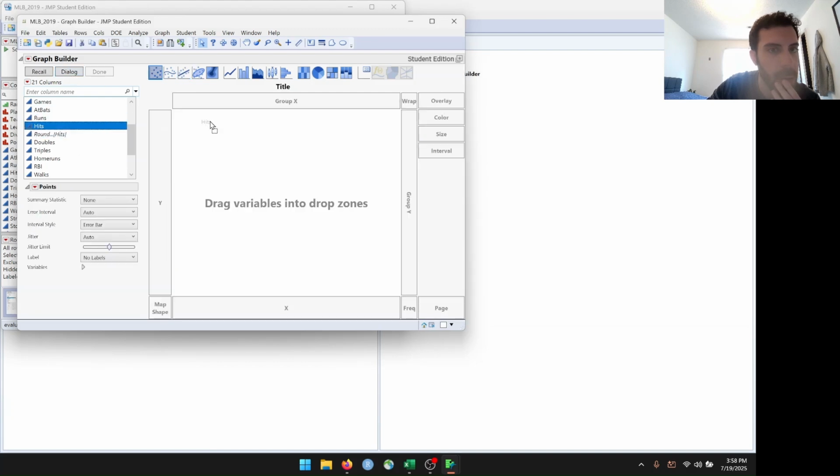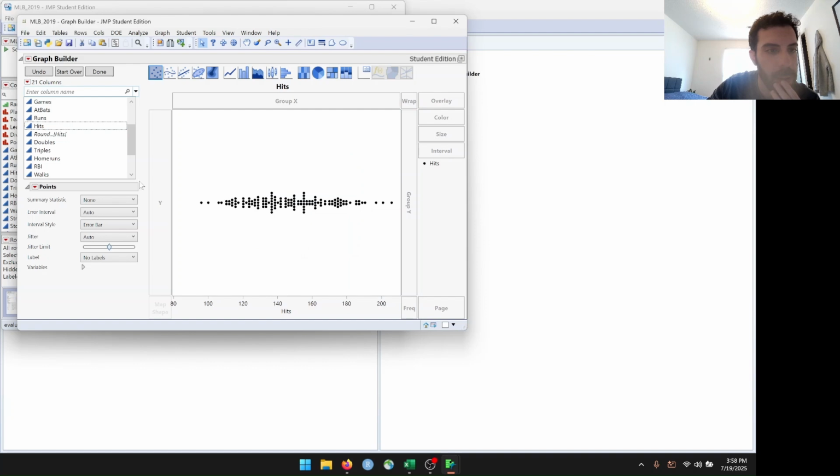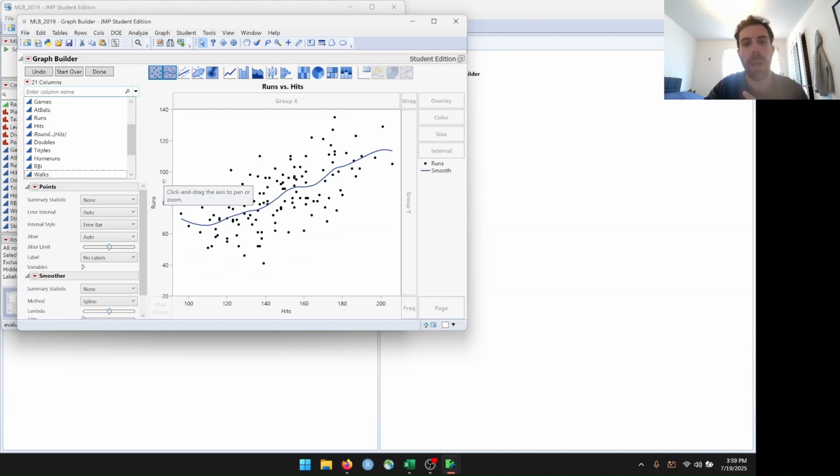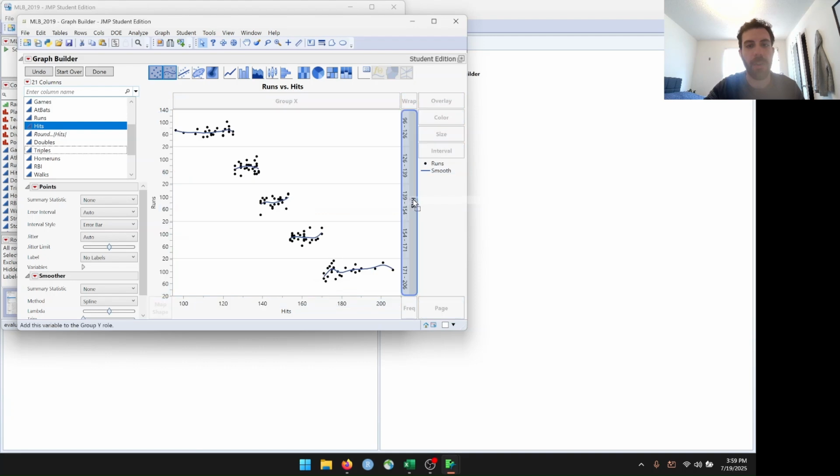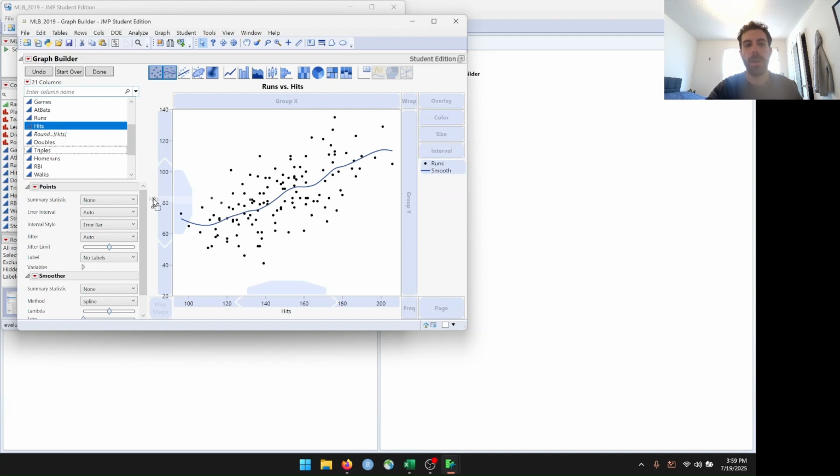Let's try again, start over. Hits, and then what was the other one? Runs. There we go. Okay, and I realized what the issue was now, and it was good that we're doing this live and you could see me make the same mistake. So I think what the issue is, if you drag hits over to group Y, it will automatically turn it into a categorical variable because a grouping variable has to be categorical. So you want to make sure you drag it over to the axis that represents where you want to plot it. So I know it's a little confusing because you see 4 axes here.